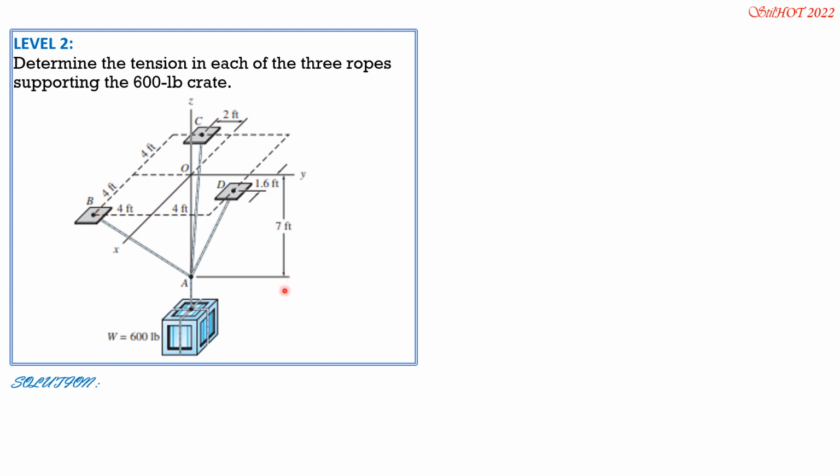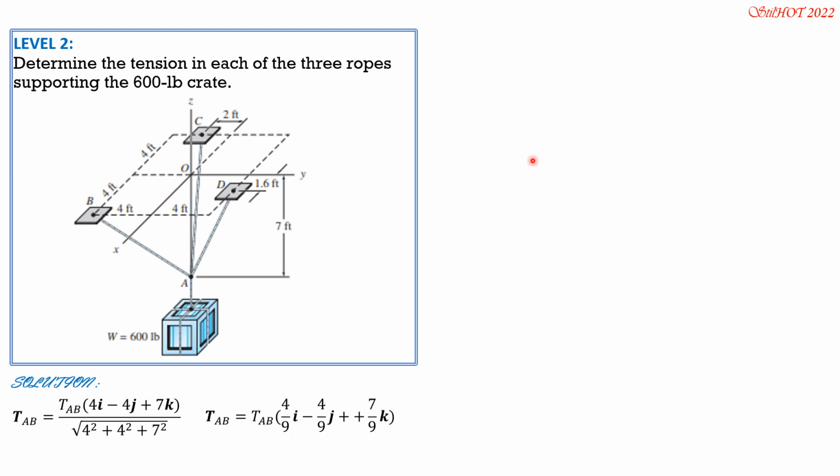Then along Y, negative 4j, then positive 7k, all over square root of 4 square plus 4 square plus 7 square. So tension in AB, quantity 4i minus 4j plus 7k over square root of 4 square plus 4 square plus 7 square. So simplifying, this is the vector form, boldface, then magnitude 4 over 9i minus 4 over 9j plus 7 over 9k. So that is tension AB in vector form.